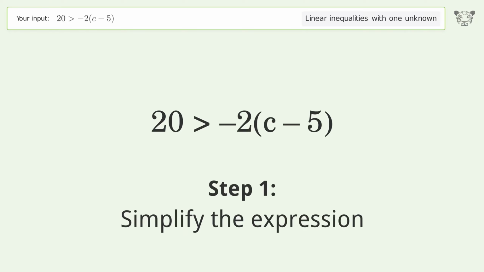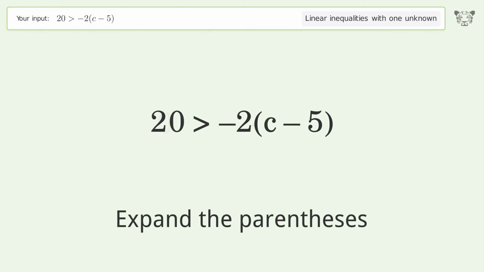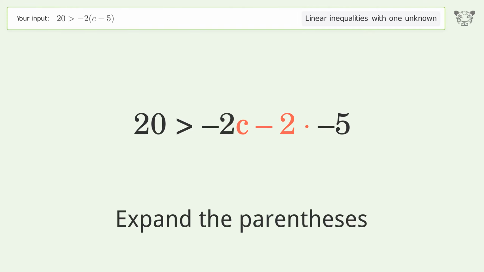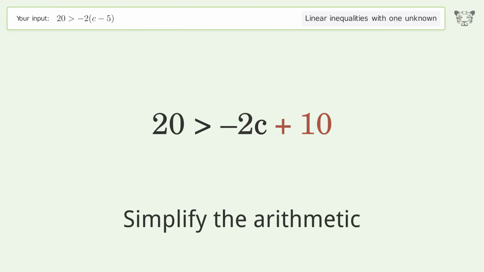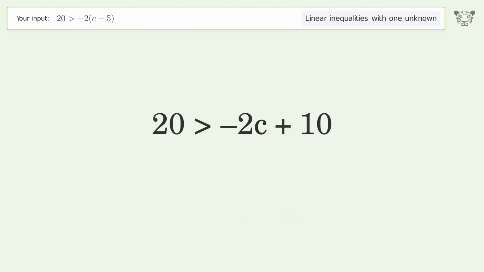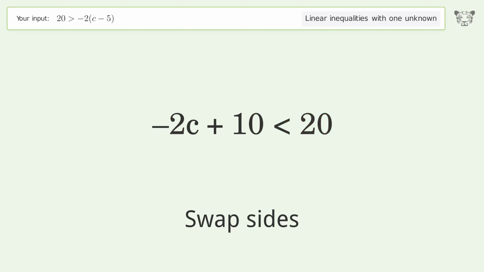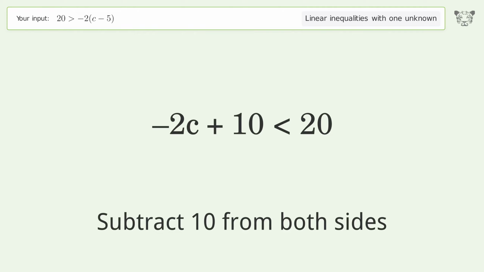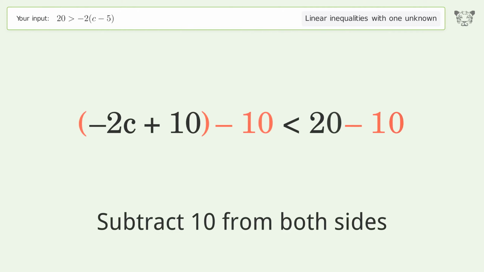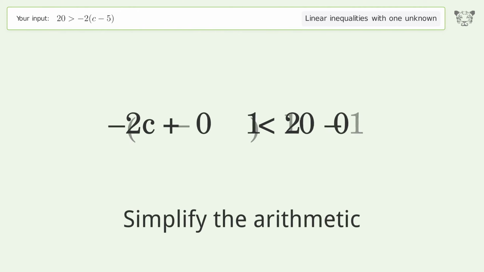Simplify the expression. Expand the parentheses. Simplify the arithmetic. Swap sides. Group all constants on the right side of the inequality. Subtract 10 from both sides. Simplify the arithmetic.